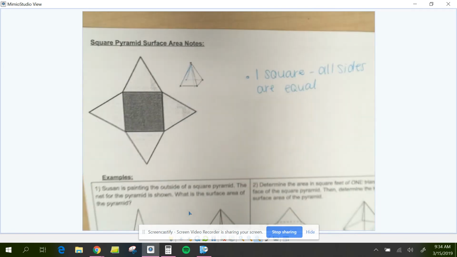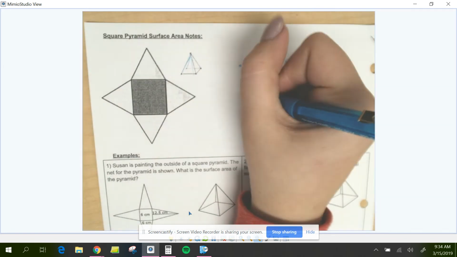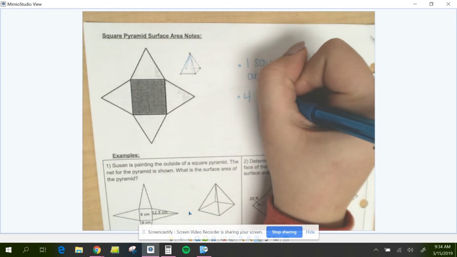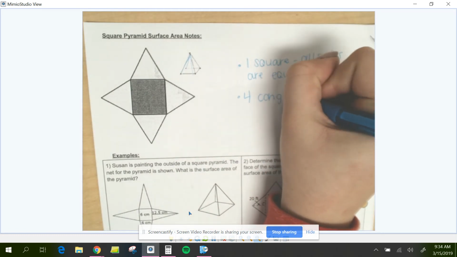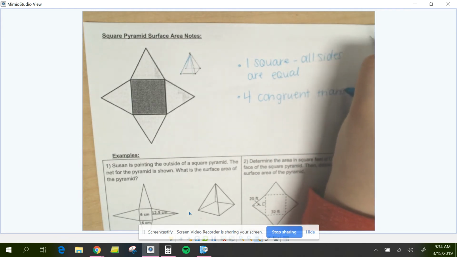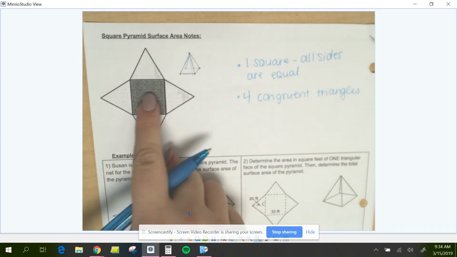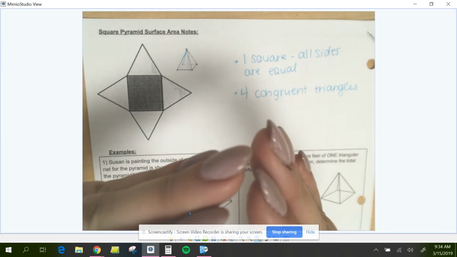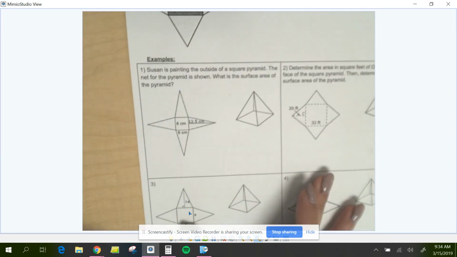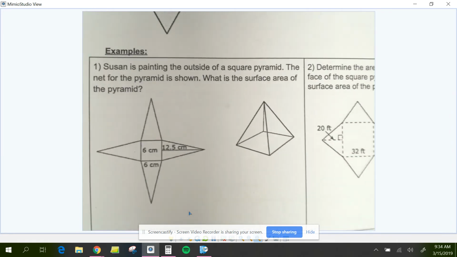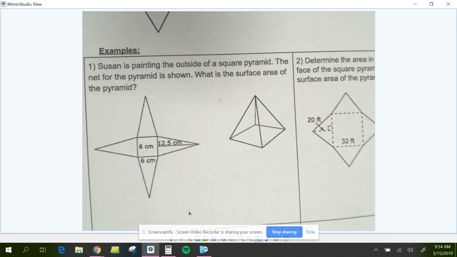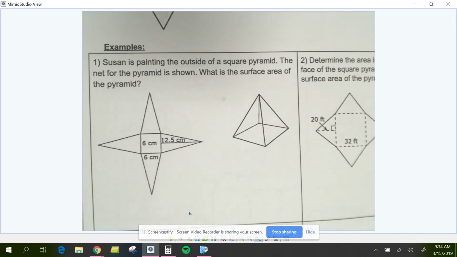And then there are now, instead of 2 congruent triangles like the other one, 4 congruent, or same, triangles, because they all have to meet up at the top in order to close the pyramid. So now here, let's look at number 1. Susan is painting the outside of a square pyramid. The net for the pyramid is shown. What is the surface area of the pyramid?